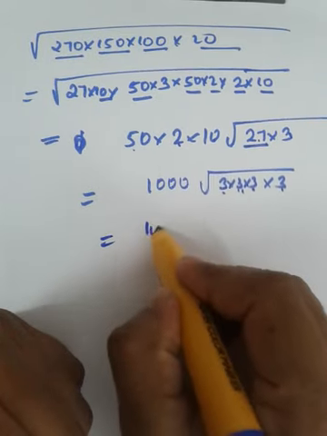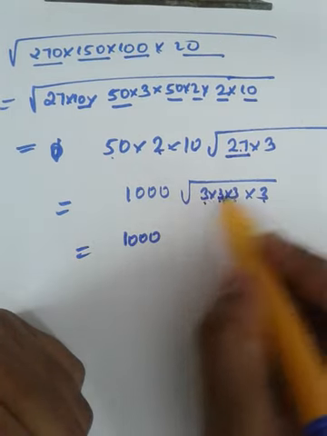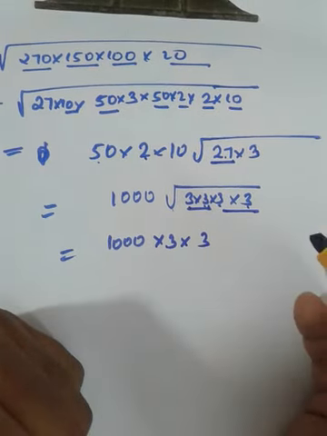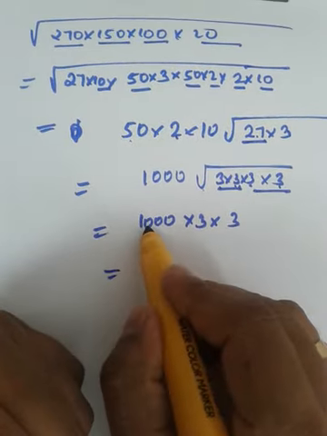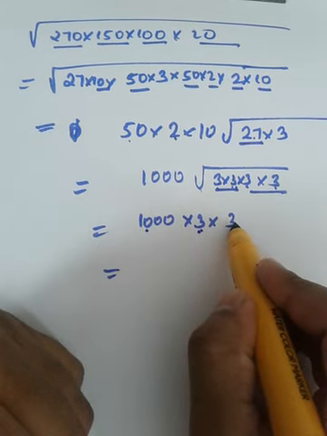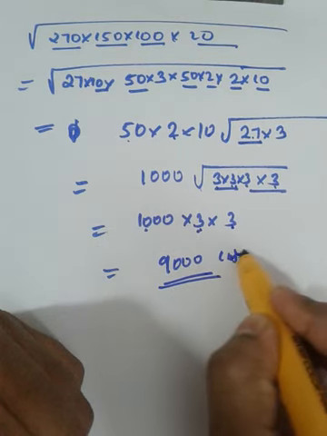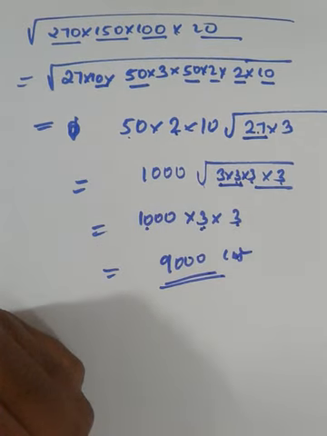Okay. Now just see, 1000 into, what is square root of 3 into 3? 3. See how simple. So 1000 into 3, 3000. 3000 into 3, 9000. Yes, this is the correct answer. Sorry for my mistake. Okay, moving to the next question.